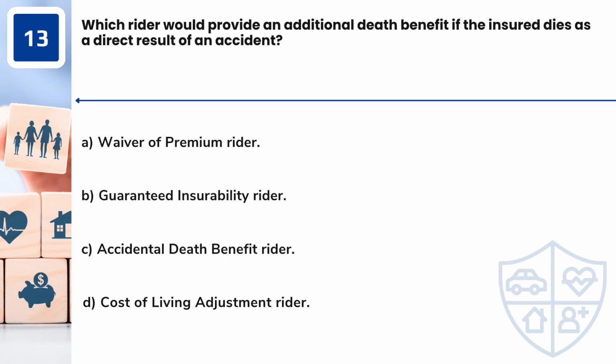Question 13. Which rider would provide an additional death benefit if the insured dies as a direct result of an accident? A. Waiver of premium rider. B. Guaranteed insurability rider. C. Accidental death benefit rider. D. Cost of living adjustment rider.